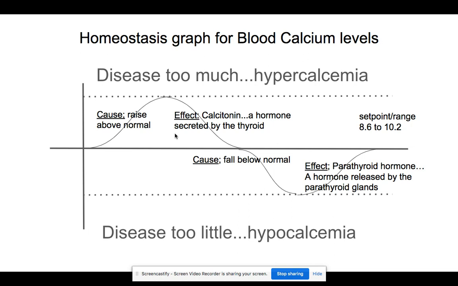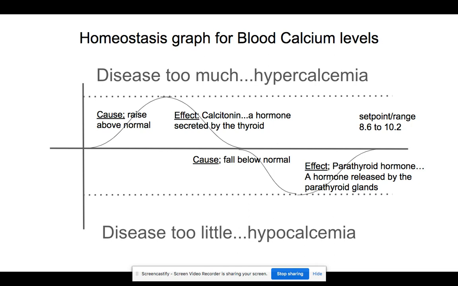The effect, though, normally for your body is that calcitonin, a hormone, will be released by the thyroid gland, and it'll bring your blood calcium back down to normal. And this happens all the time, if your thyroid's working well. Sometimes our blood calcium drops below normal, like when we're growing a lot, and a lot of that calcium is being shuttled to the bone.